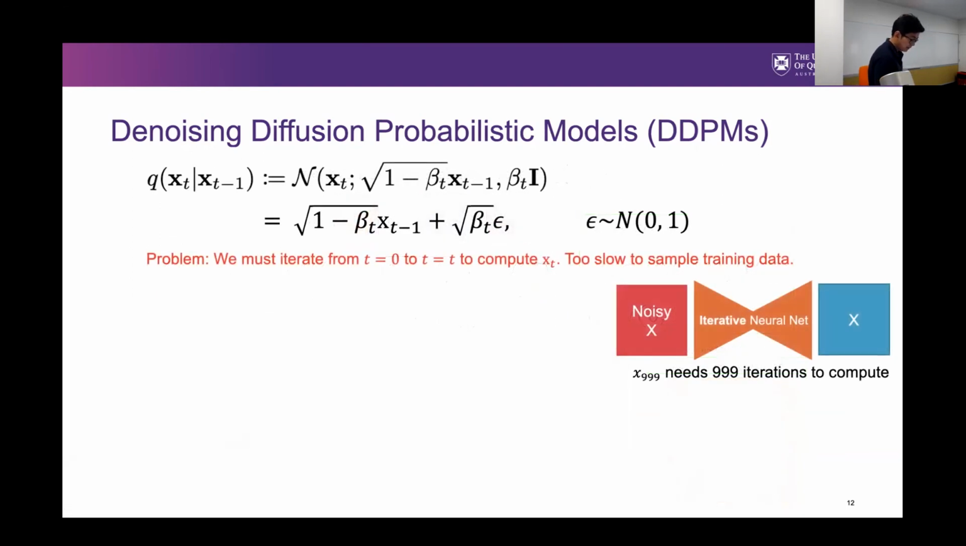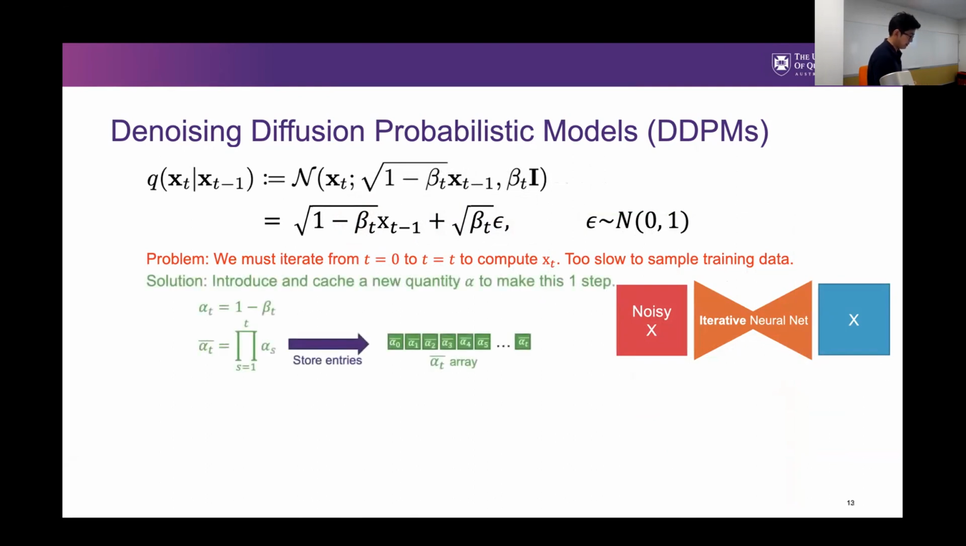But there's a problem with that process. If we want to generate an arbitrary noisy image, let's say x999, we have to go through 999 noising steps iteratively from a clean image. And that's going to take a lot of time if we were to sample a batch of 128 images, right? So we have to do that recursion over and over again.